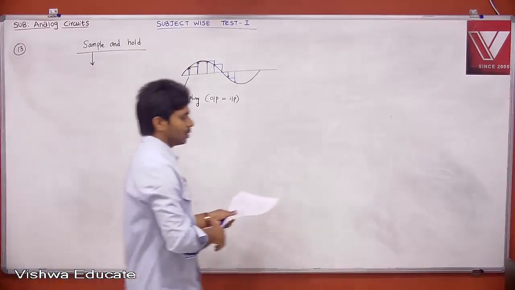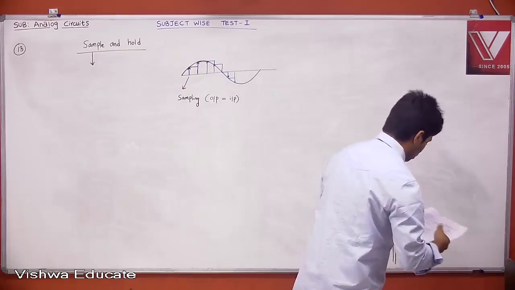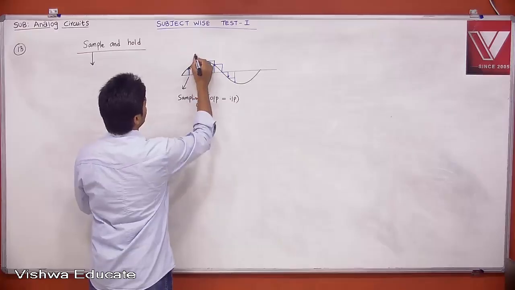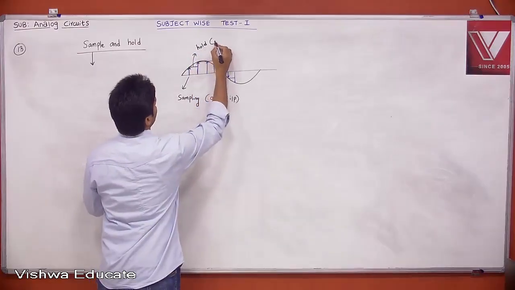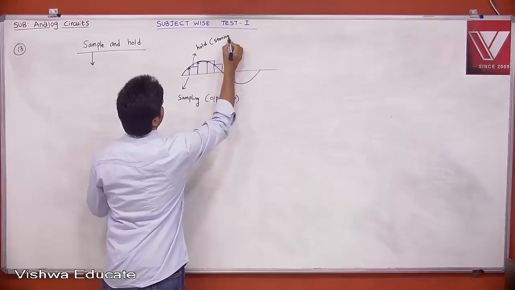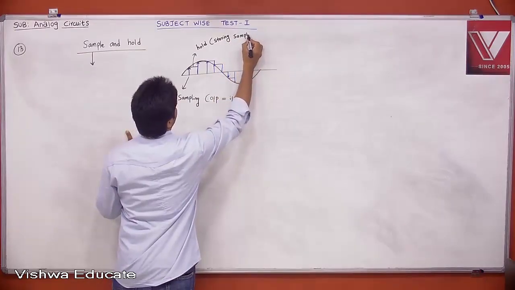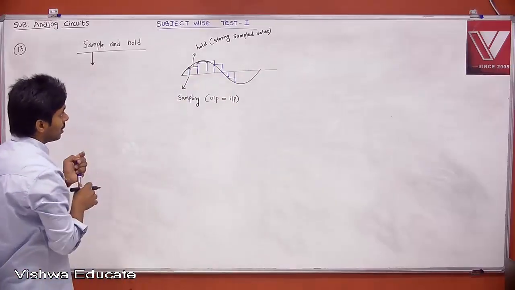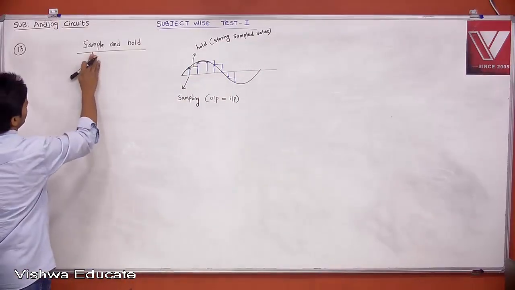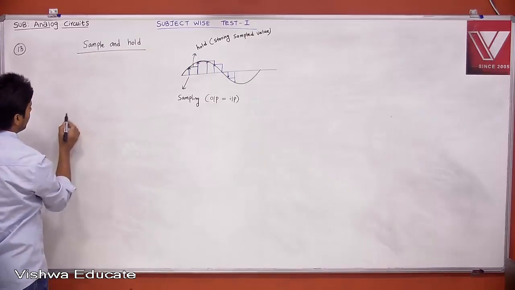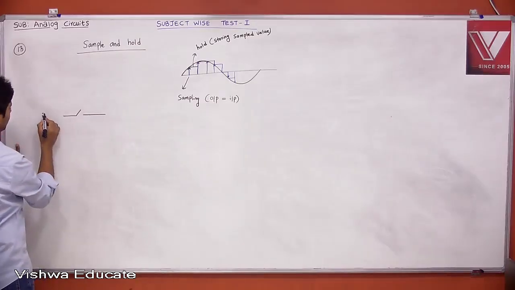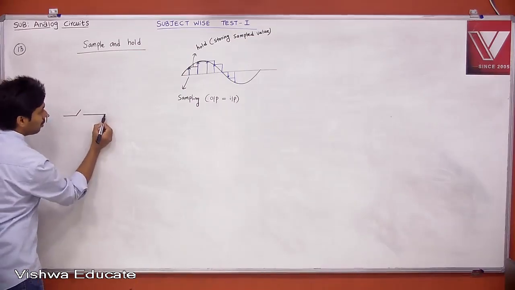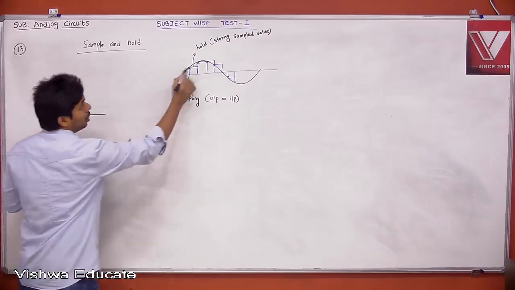Then what is hold here? Hold is nothing but storing the sampled analog value. Sample and hold is very simple. Sampling is nothing but what? There is a switch, and this is your input. Whenever the switch is on, the input will go to the output. But when the switch is off, I need to hold the voltage.